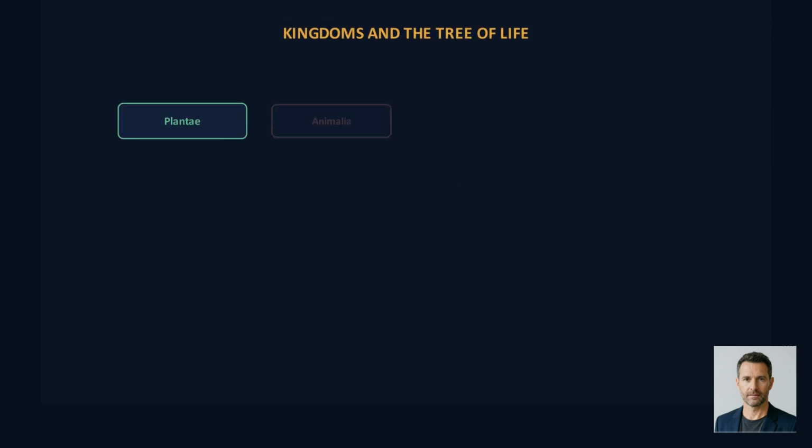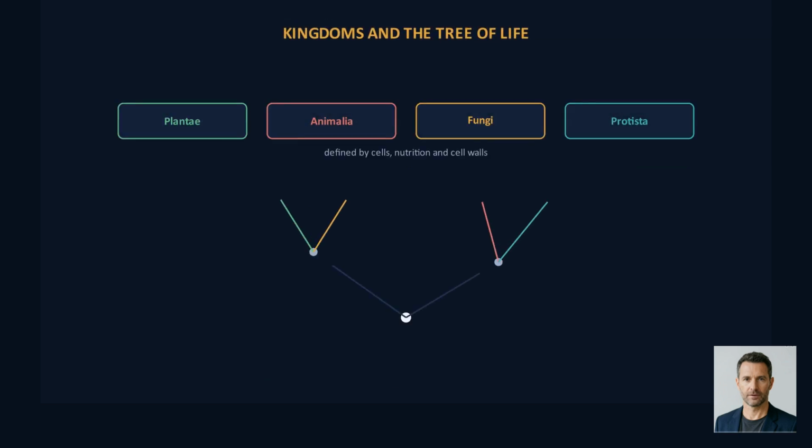Within the eukarya we can zoom in one more level, into 4 kingdoms. The plantae are multicellular autotrophs wrapped in cell walls. The animalia are multicellular heterotrophs without cell walls. The fungi are multicellular heterotrophs too, but they keep a cell wall. And the protista are the unicellular eukaryotes, some feeding as autotrophs and some as heterotrophs.